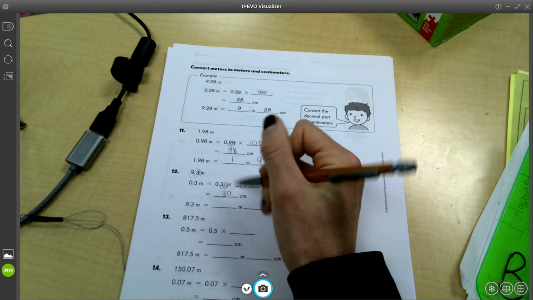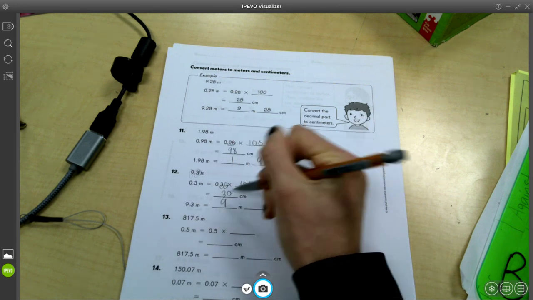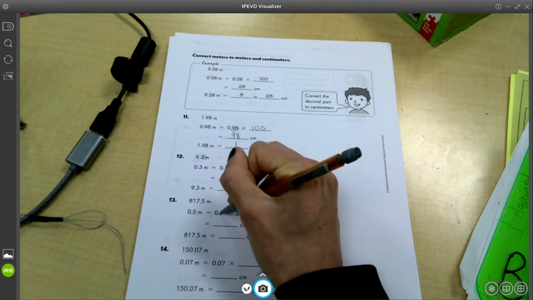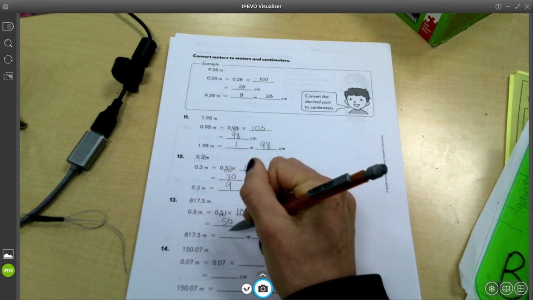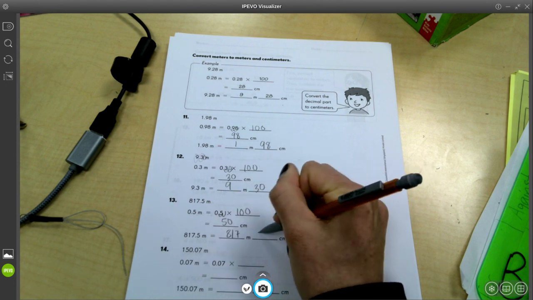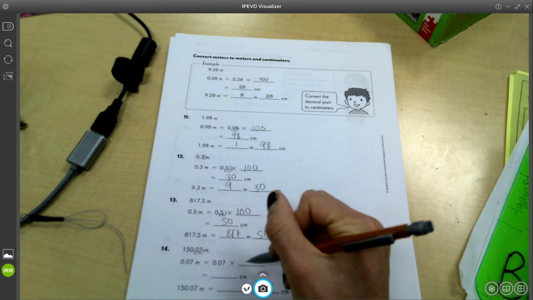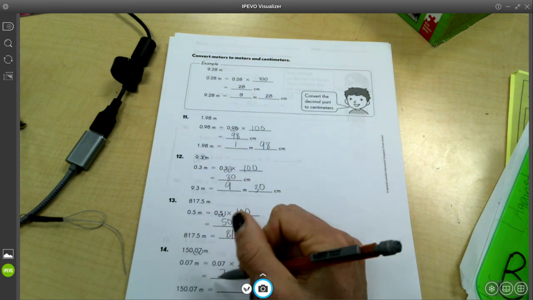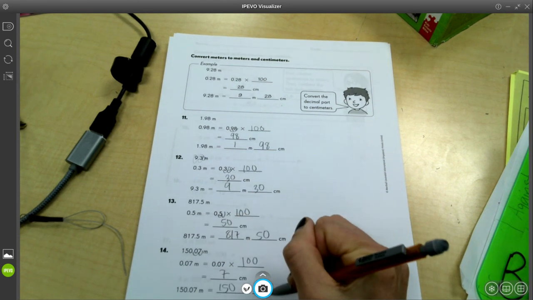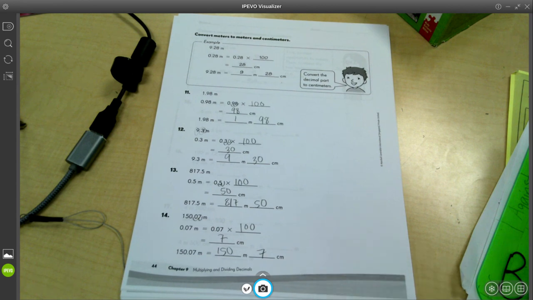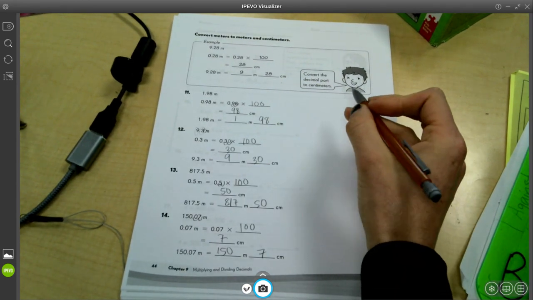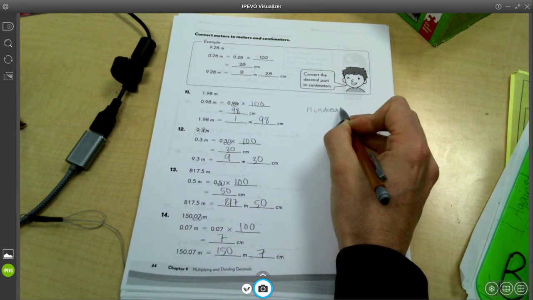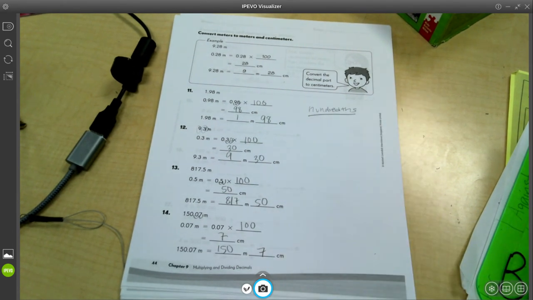Take it out to the hundredths place. So here's 9 meters, 30 centimeters. Times 100, 1, 2, 50 centimeters, 817 and 50, 1, 2, 100, 7 centimeters, 150 meters, and 7 centimeters. Thinking about that, the centimeters is in the hundredths place, right?